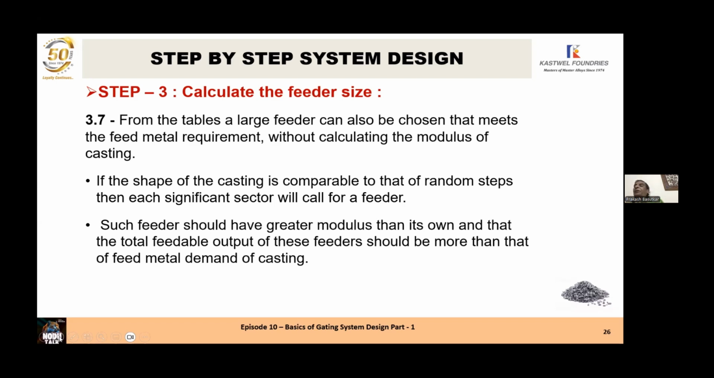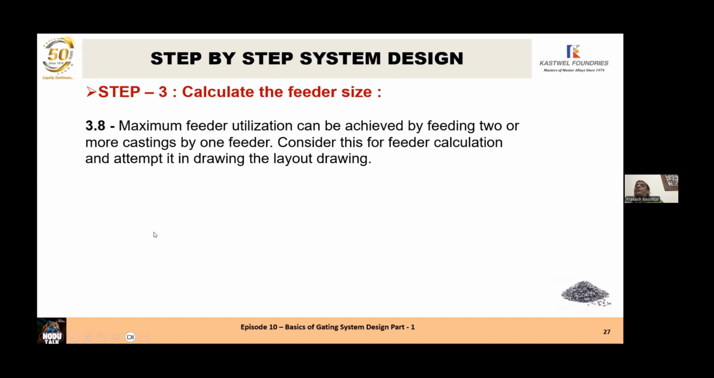That means where the casting has different section thicknesses, a feeder has to be connected to each of the thick sections of the casting. Such feeders should have greater modulus than the section, and the total feedable output of the feeder should be more than the feed metal demand of the casting. Maximum feeder utilization can be achieved by feeding 2 or more castings by one feeder. This is common sense.